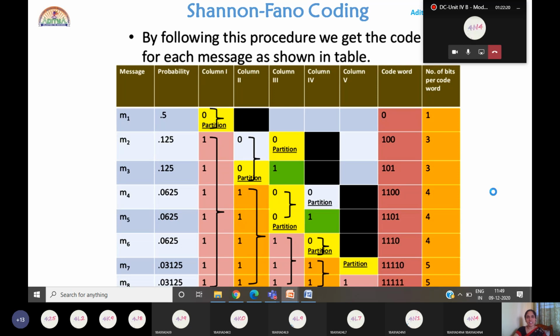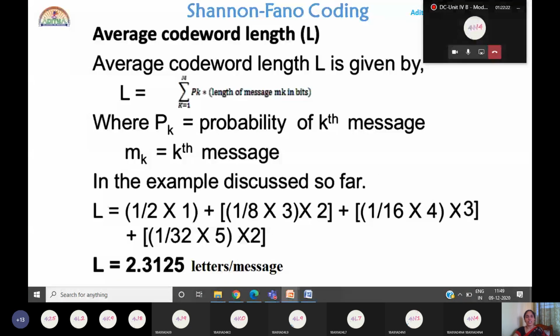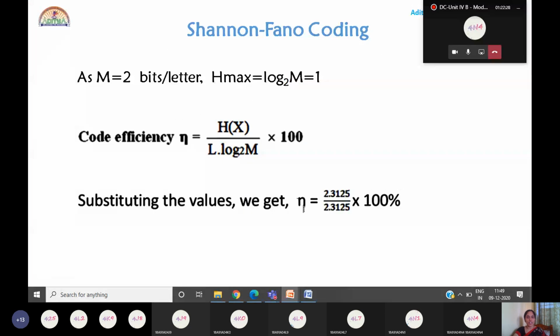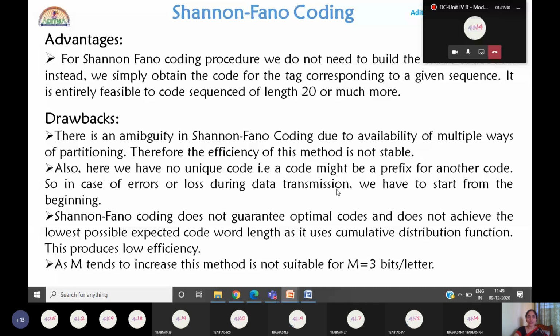So in this Shannon Fano coding method, the prefix of one code word will be the prefix of another code word. So that's the main drawback. And here there is no unique code word. Almost all the MSB bits are similar. That is, a code might be a prefix of another code. So in case of errors or loss during data transmission, we have to start from the beginning.